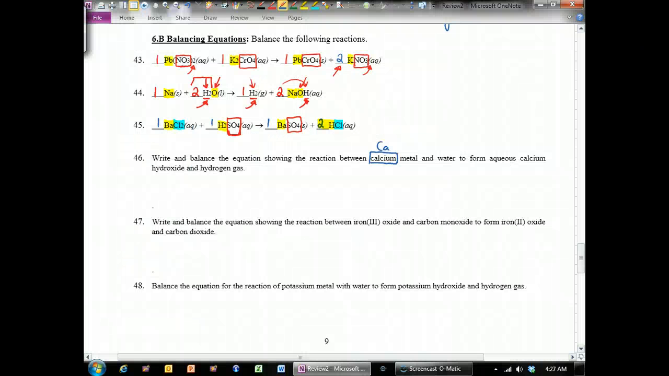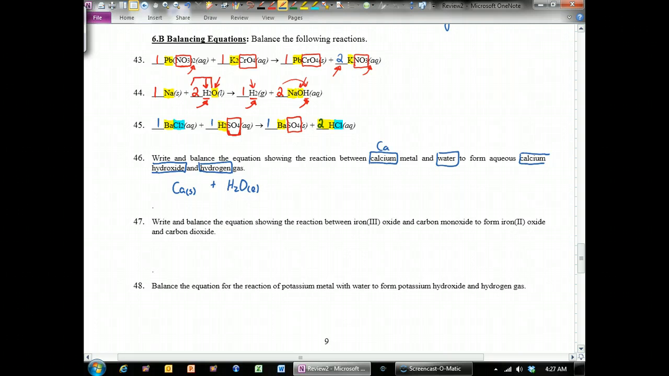And calcium is a chemical. Calcium hydroxide is another chemical, and hydrogen is another. So it says the equation shows calcium metal. Calcium, when I look it up on the periodic table, has a symbol of Ca, and it's a metal, so it's going to be a solid. And water is the other chemical here. So calcium metal and water. Water is a liquid at room temperature, so an L.